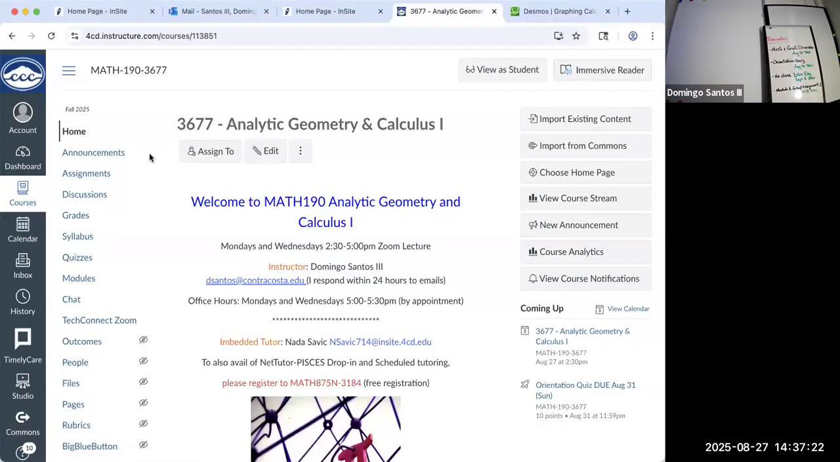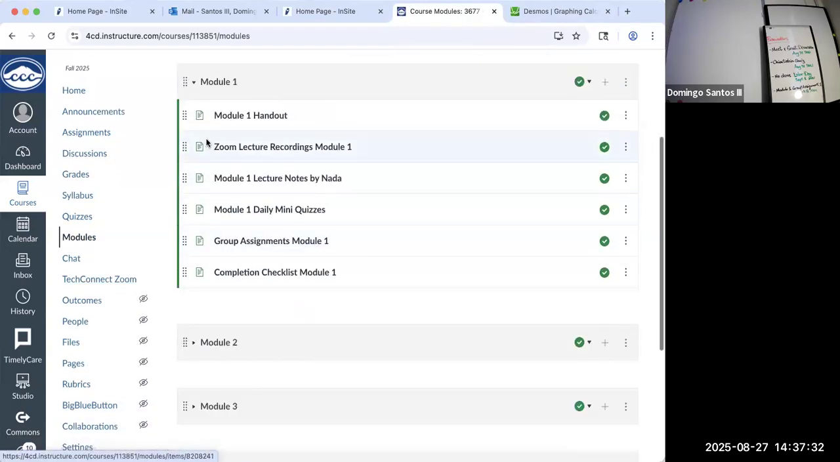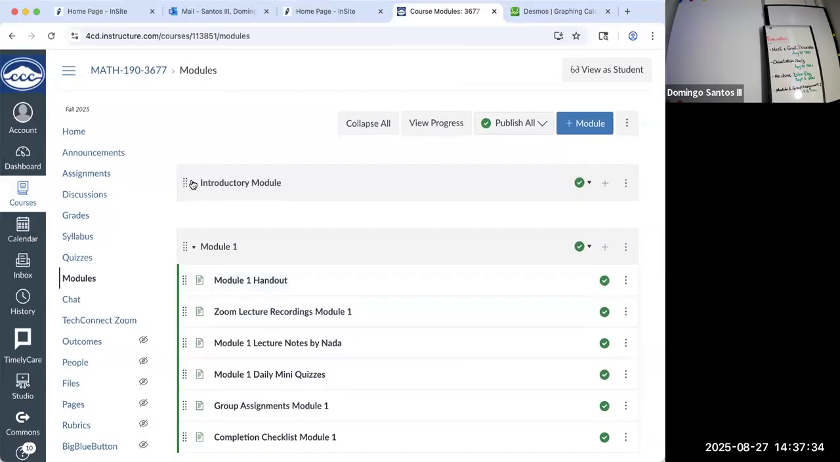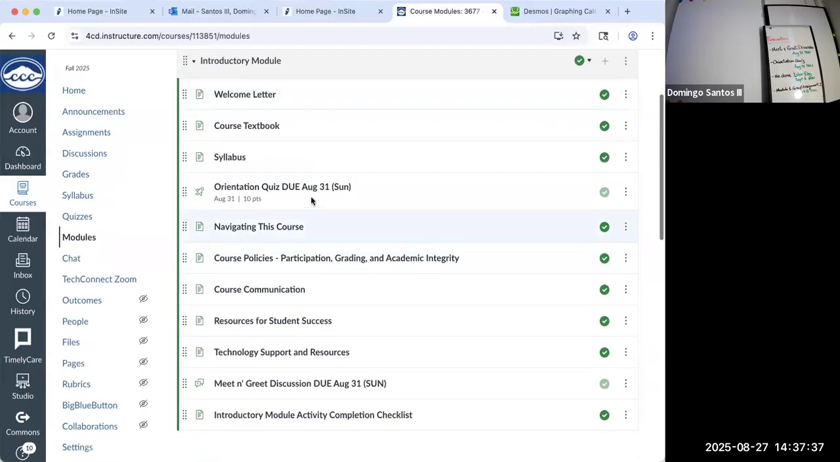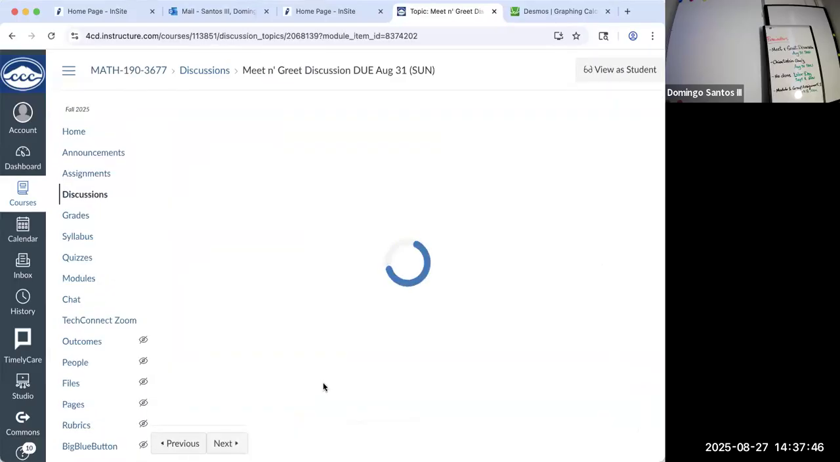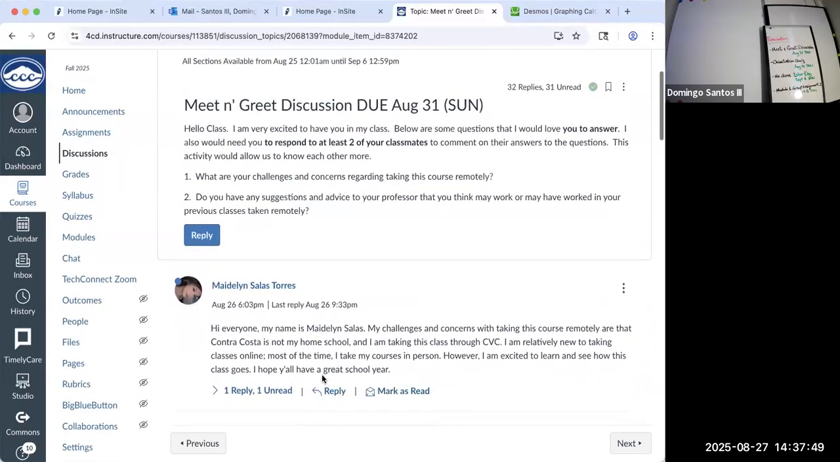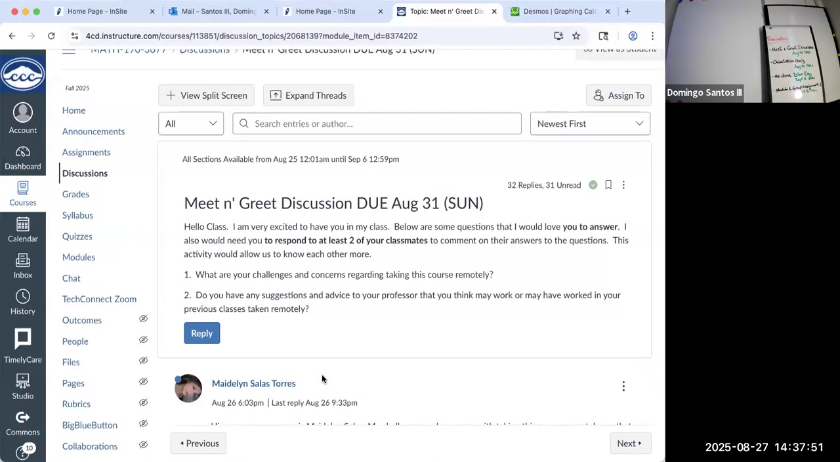Okay, this is your Canvas page. If you want to do the meet and greet discussion, you go to your modules and then go to the introductory module and then the orientation quiz. Just click this one and you should be able to do it. And also the meet and greet discussion, if you click that one, it will take you to the meet and greet discussions. You're supposed to answer these two questions and reply to at least two of your classmates.